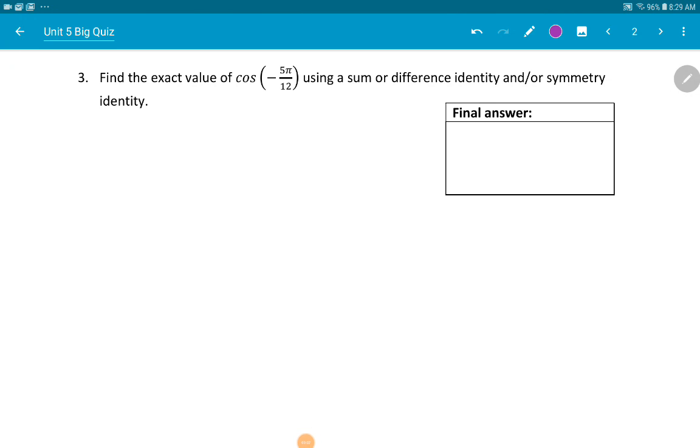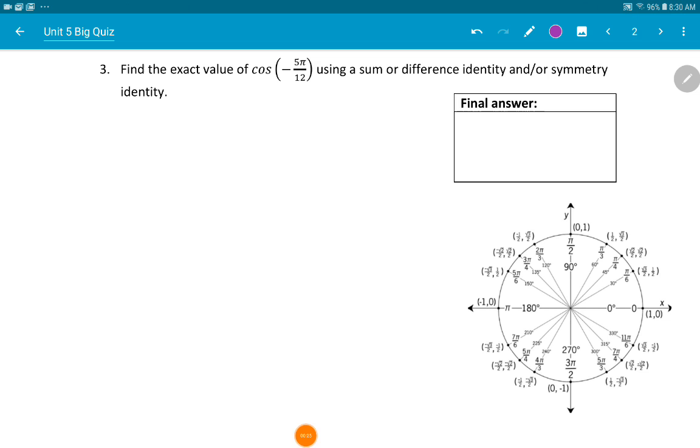On this problem, we're looking to find the exact value of cosine of negative 5 pi over 12 using a sum or difference identity and or a symmetry identity. There's a couple different ways to do this. All of them include looking at your unit circle.